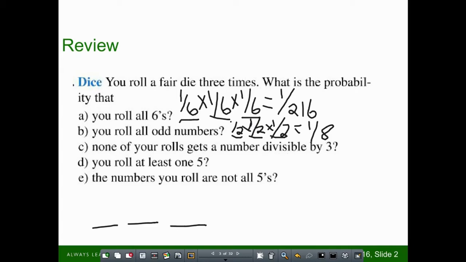So if 2 out of the 6 do get a number divisible by 3, then 4 of the 6 numbers do not get a number divisible by 3. So we can do 4 over 6, or that also reduces down to 2 over 3 for each one of these.